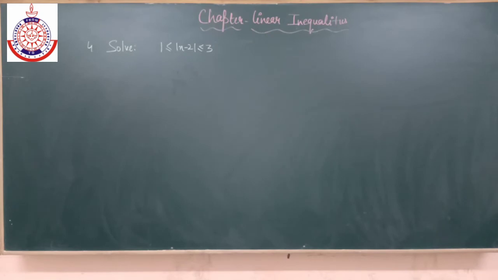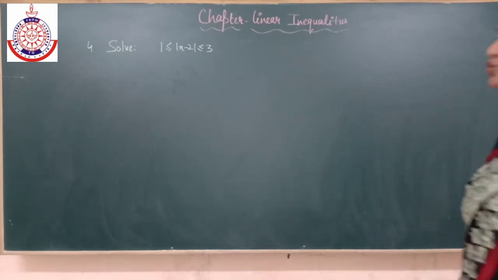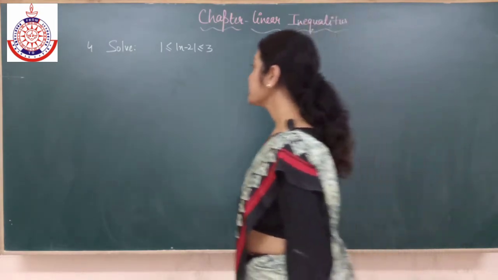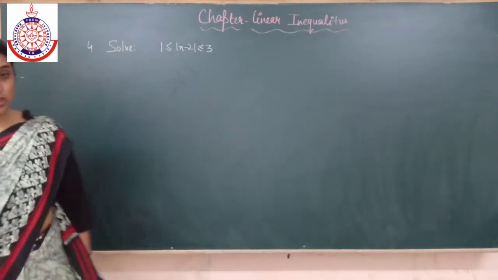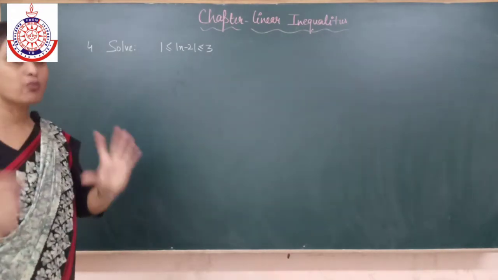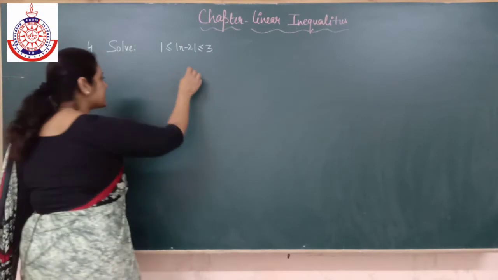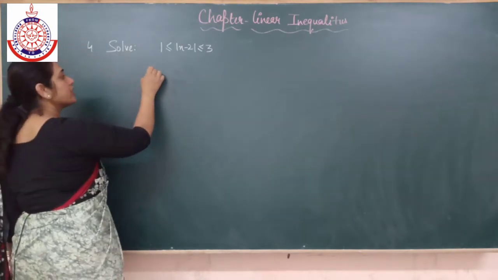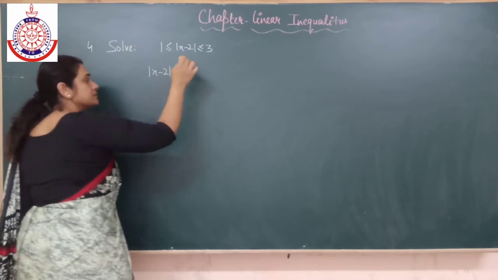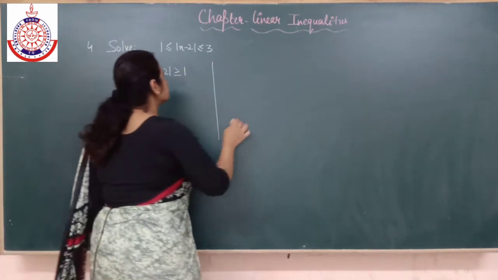Let's see the next example. Solve modulus of x minus 2 greater than or equal to 1 and less than or equal to 3. Alright. So now I can pick up 2 inequalities also, because earlier we have done such kind of questions but without modulus. Now since there is a modulus, I will take it as 2 inequalities. One I am taking this, and I am solving one as.